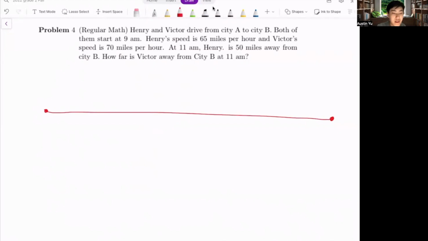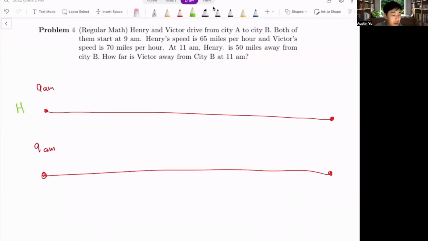All right, we are given that Henry and Victor drive from city A to city B. If both of them start at 9 a.m., let's just draw 9 a.m. at both the starts. 9 a.m., 9 a.m. And Henry's speed is 65 miles per hour. Let's label H as Henry and V for Victor. Victor's speed is 70 miles per hour and at 11 a.m., which is 2 hours later, Henry is 50 miles away from city B. Let's label city B on both of these as well.